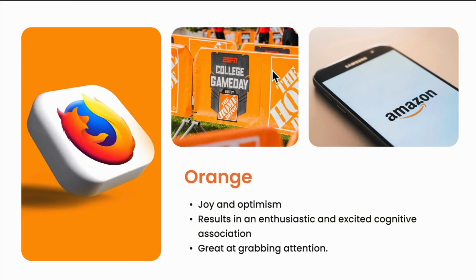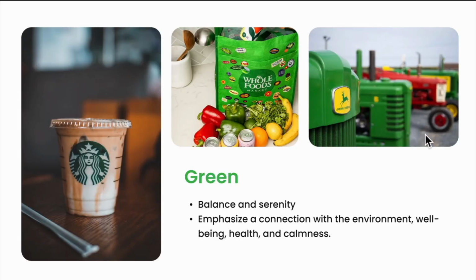Orange, joy and optimism, results in an enthusiastic, excited cognitive association, and it's also great at grabbing attention. So we have Firefox, Home Depot, Amazon. Green, balance and serenity, commonly used when brands want to emphasize a connection with the environment, well-being, health, and maybe even calmness. Starbucks, Whole Foods, John Deere, like tractors. So we have a variety using green.